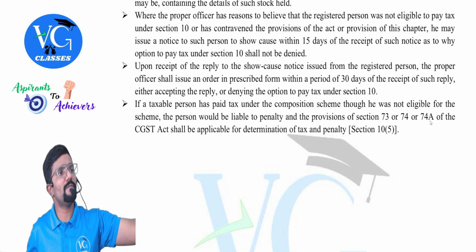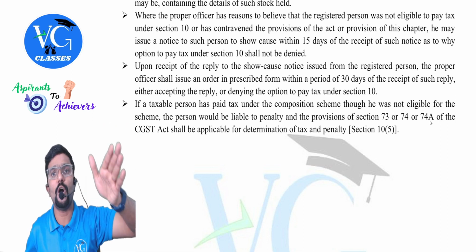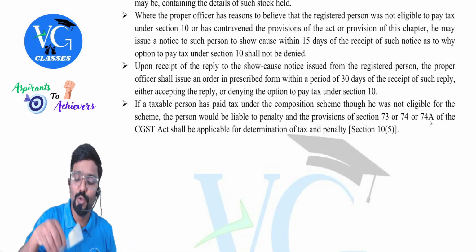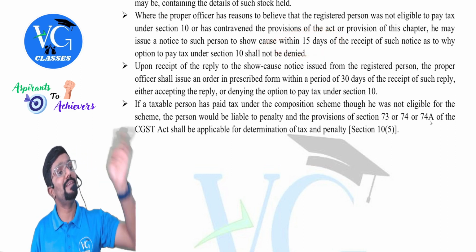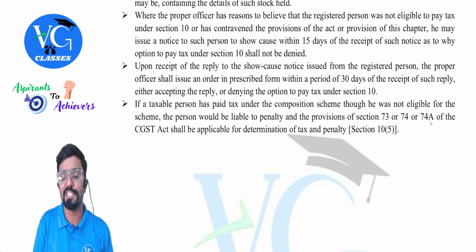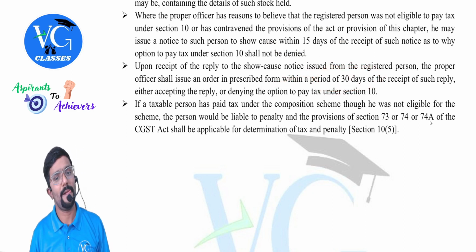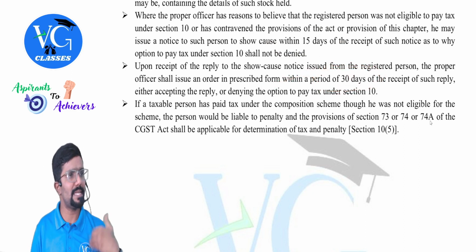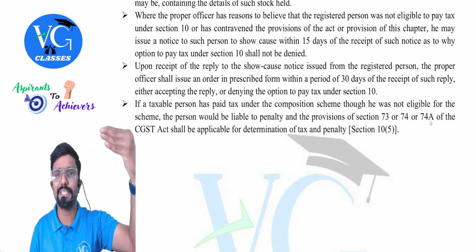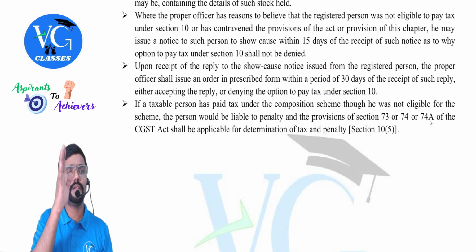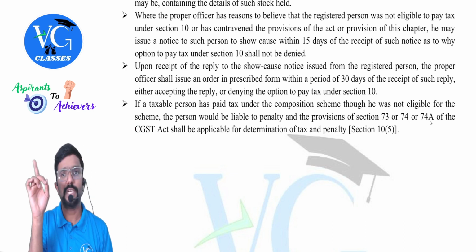Guys, once the proper officer issues the notice to you, you have how many days to reply? 15 days. And once you reply, they will have how many days to either accept it or reject it? 30 days. Within 30 days, they can either accept it and allow you to continue under section 10, or else they will reject and pass an order telling you to get out of section 10. Go to section 9.